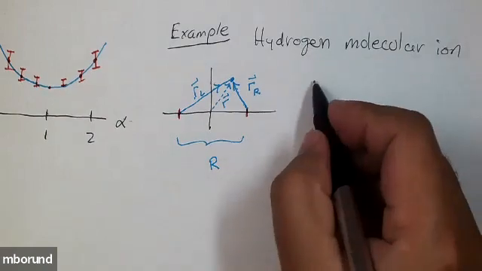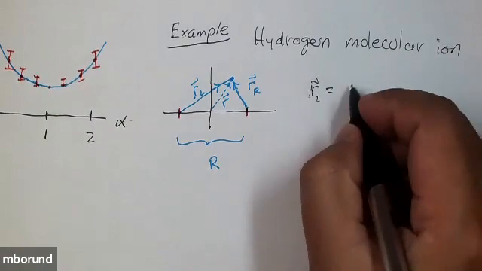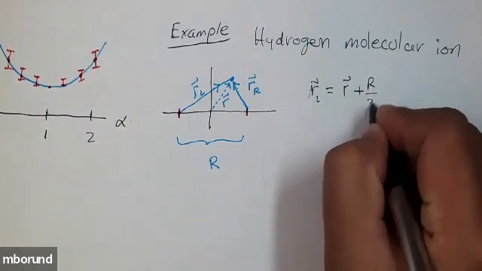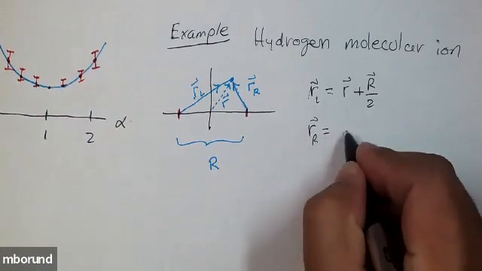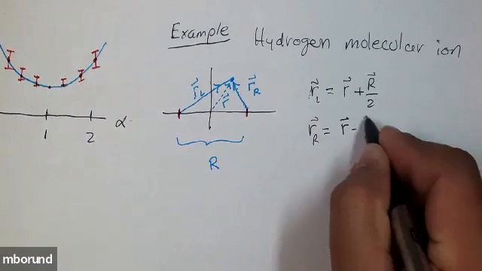All right, so just for the geometry case, this is my distance R, the vector R_L is r plus R over 2, like this. And then my vector R_R is r minus R over 2. Okay.